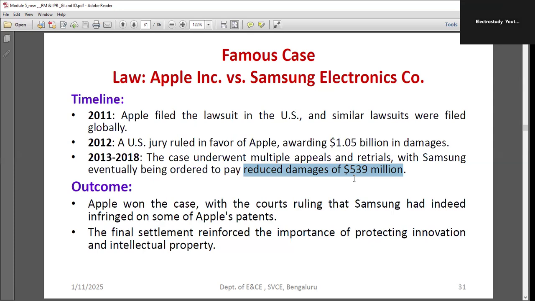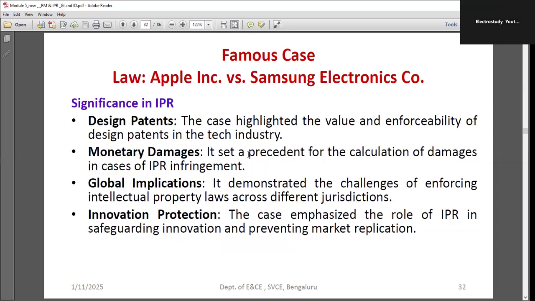Okay, but I don't know whether it is knowingly or unknowingly. But as per the rule, the court says that they are supposed to pay $539. Outcome: Apple won the case with the court's ruling that Samsung had indeed infringed on some Apple patents. The final settlement reinforced the importance of protecting innovation and intellectual property. So that is a case law in Samsung and Apple.